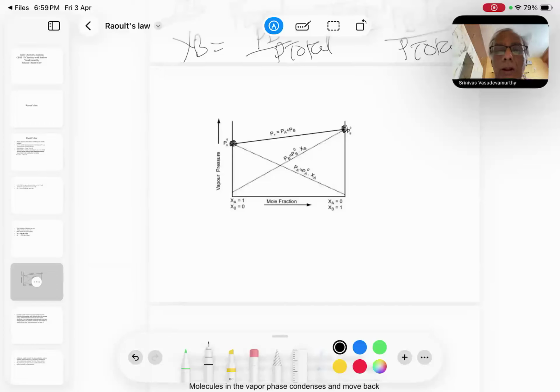And the dotted lines show the vapor pressure at different mole fractions. And the thick line you can see shows the total pressure, PT equal to PA plus PB. So I can find out the total pressure at any mole fraction. I can also find out the partial vapor pressure of A and partial vapor pressure of B at any mole fraction here.